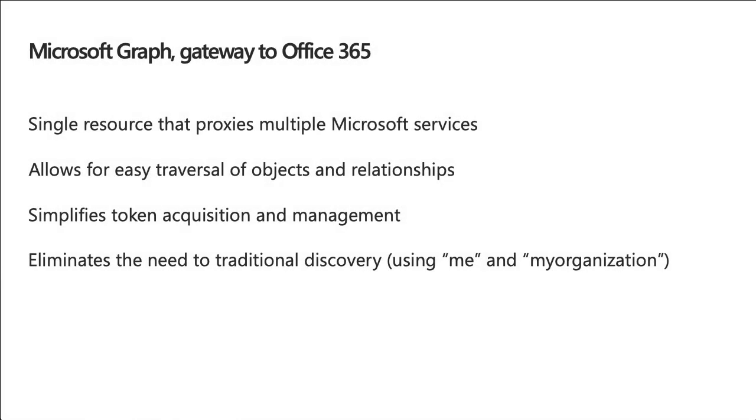Now, the Microsoft Graph is your gateway to Office 365. What I mean by that is that it is a single resource that proxies multiple Microsoft services. I'll talk more about this on the next slide. It also allows for easy traversal of objects and relationships. While there are lots of different Microsoft 365 services, such as talking to OneDrive or talking to Outlook for contacts and calendars, there's another one for tasks.